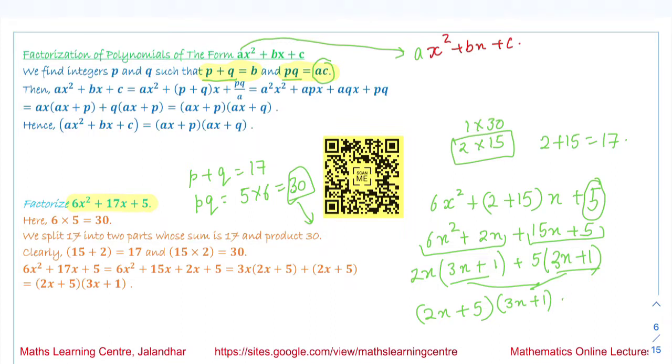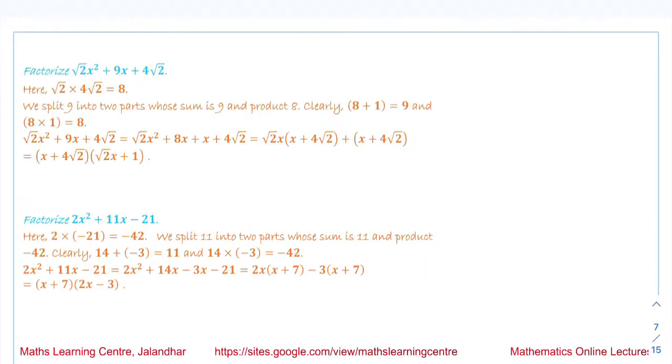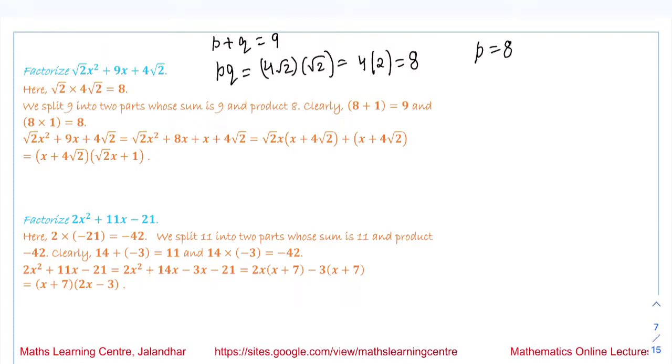So now we move towards our next example. Now in this question we have to find the numbers p and q such that p plus q is 9 and p into q should be equal to 4 root 2 into square root 2, that is equal to 4 into 2, that is equal to 8. The numbers are simple. We are saying that p is 8 and q is 1, then p into q is 8 and p plus q is 9.